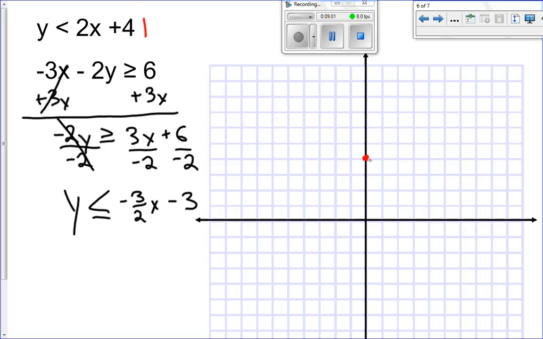I'm going to graph that. Slope is 2, so I'm going to rise 2. My intercept's 4. It's less than, so it's a dashed line. And it's everything below the line.